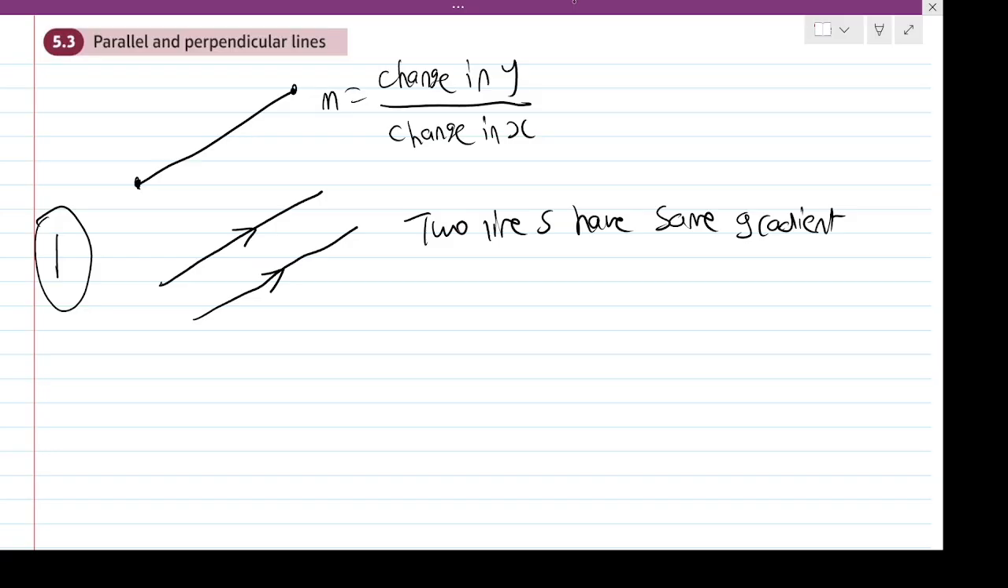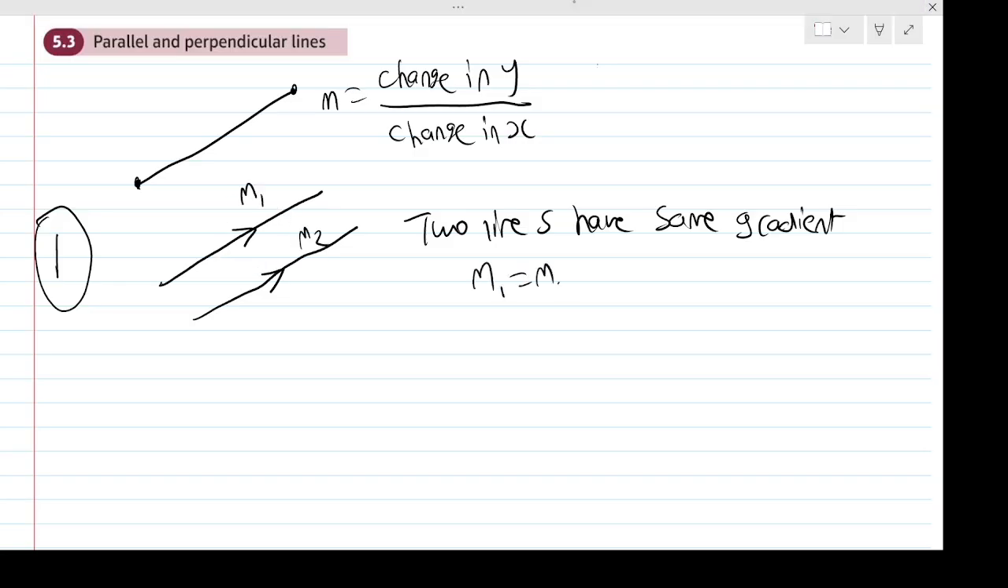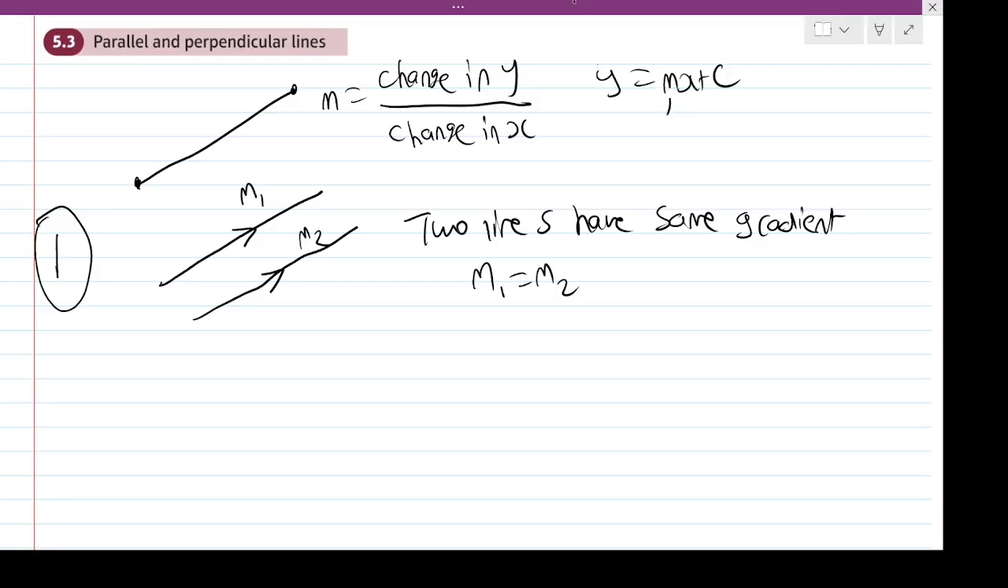And so if we call this line has gradient m1 and this has gradient m2, then m1 equals m2. Remember we discussed y equals mx plus c. m is the gradient. Recall that. So if the two m's are equal, the two gradients are equal, that means they're parallel.